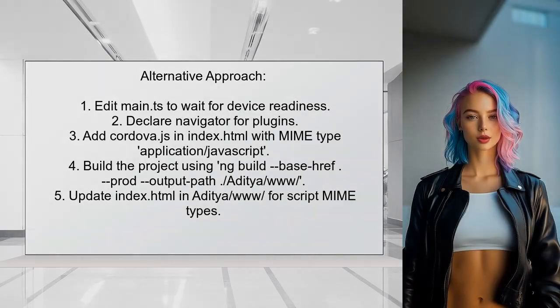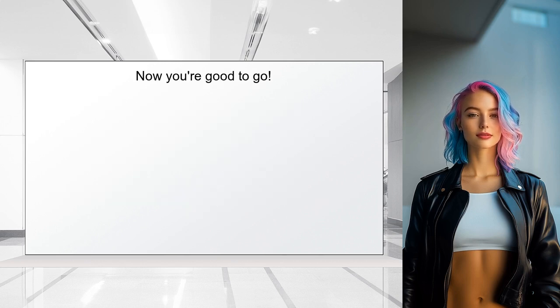An alternative approach to integrating Cordova with Angular 2 involves several key steps. First, edit the main.ts file to ensure the app boots up only after the device is ready. Next, declare the navigator for any Cordova plugin like the camera and use it to access the camera functionality. Then, include the Cordova.js script in your index.html with the correct MIME type.